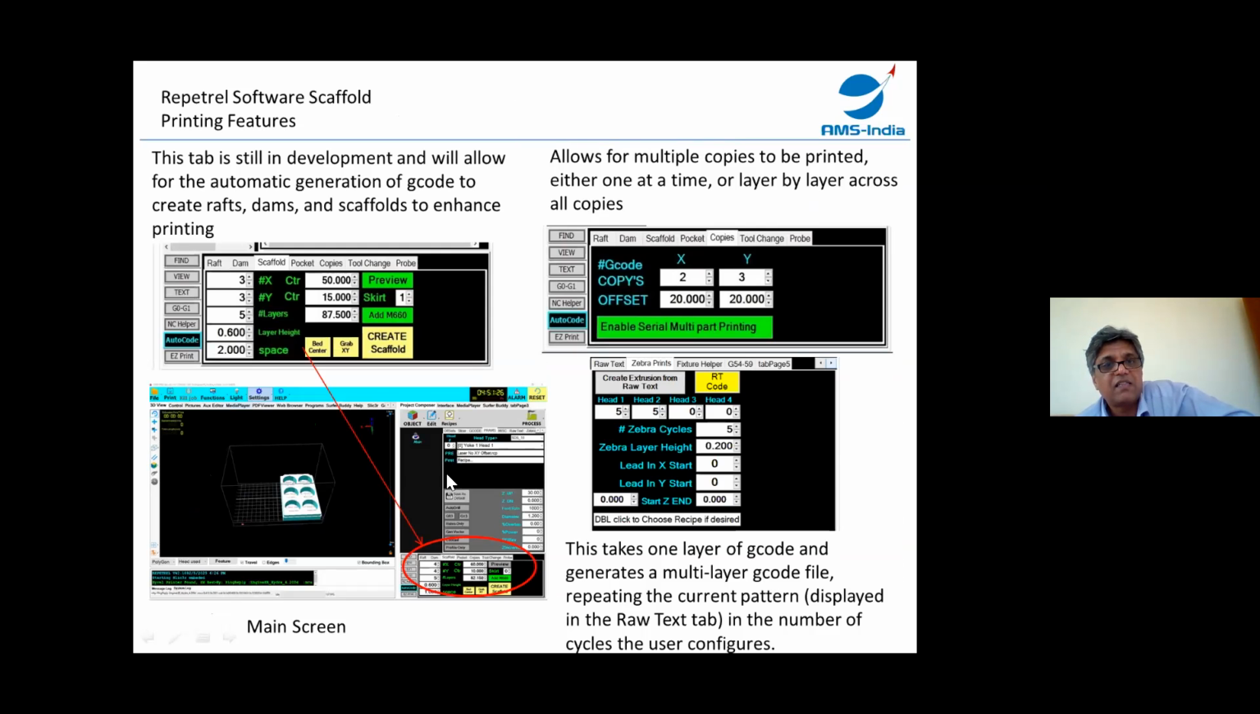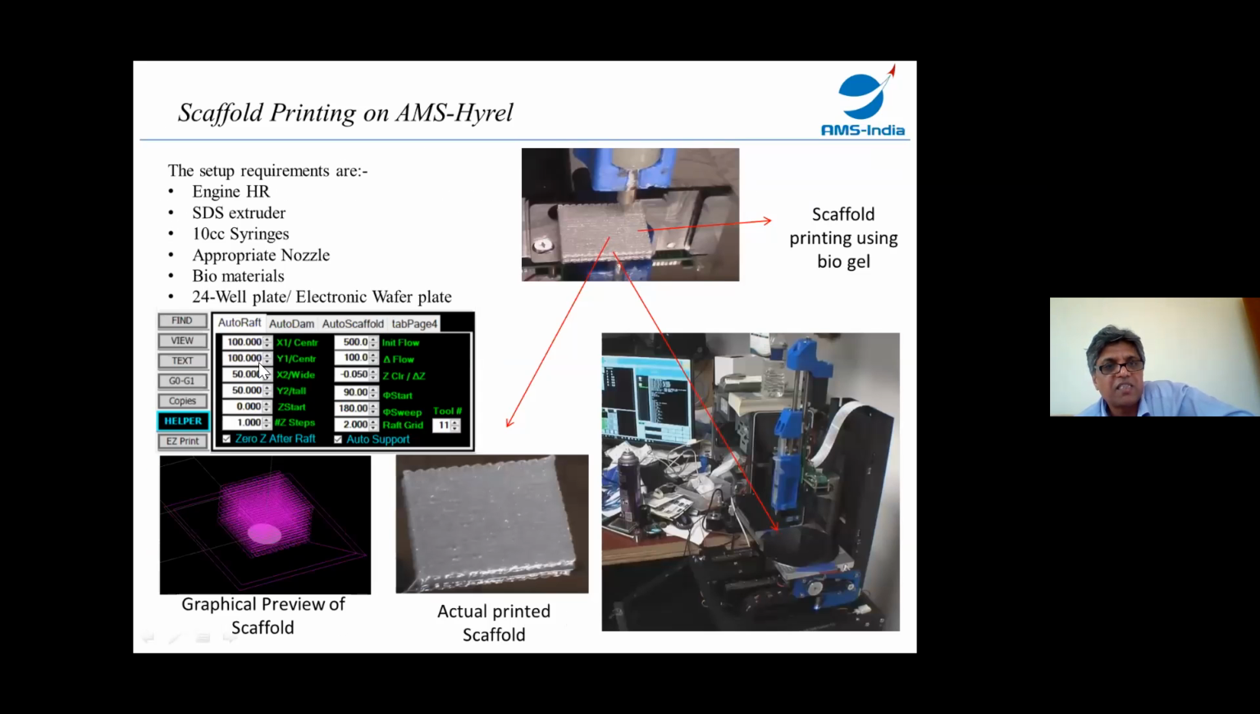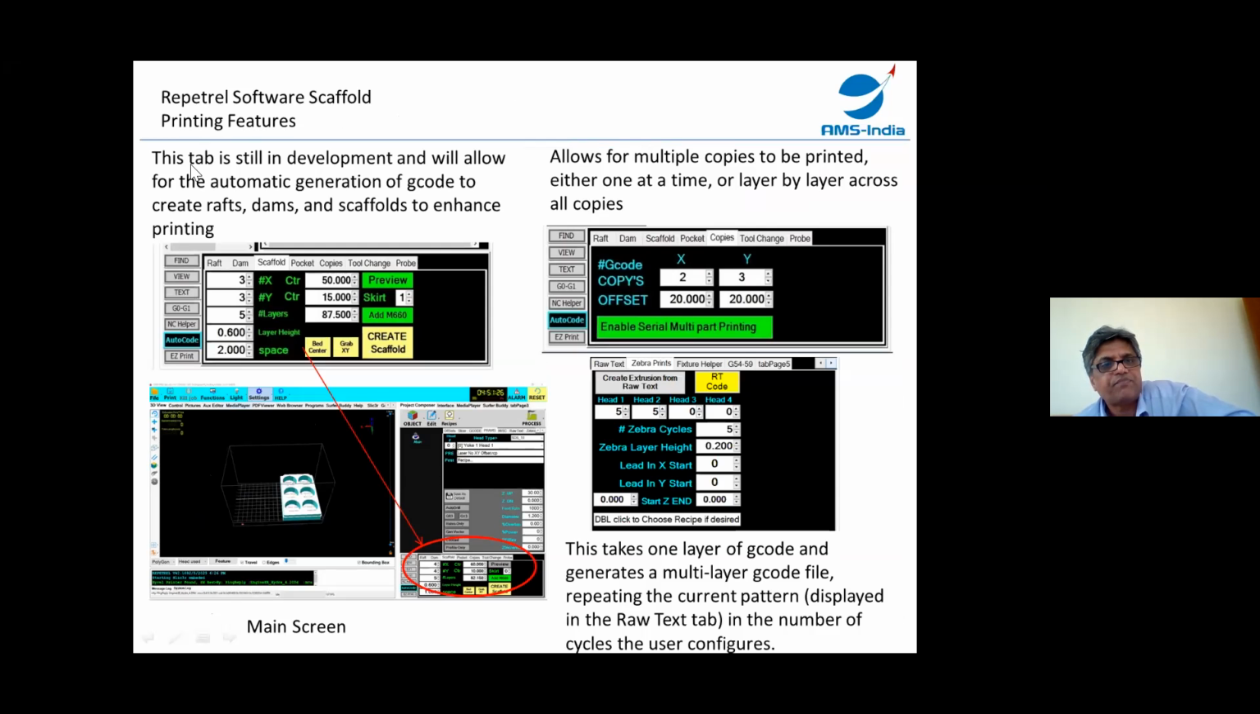And then you can see these are all the features on the machine: creating an auto wrap, auto dam, auto scaffold. These are the most important printing capabilities of the machine to be able to do bioprinting. And that is what makes this machine very useful for bioprinting. Our software is called Repetrel, which is for scaffold printing. It has wrap, dam, scaffold, pockets, everything.